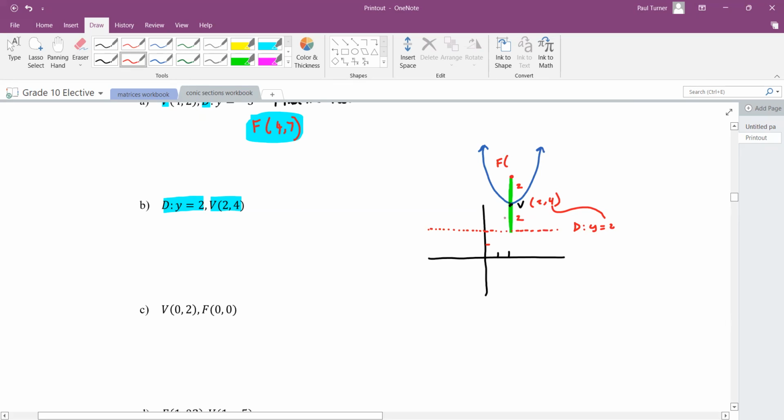Therefore, your focus is going to be 2, the same as the vertex x value, plus 2 units on top of 4. So this will go up to 6. So your focal point is going to be 2, 6. Just make sure you keep your working along this line of symmetry, because that's actually called your line of symmetry, isn't it? That line. So line of symmetry.